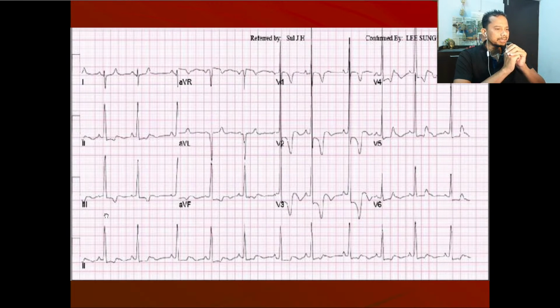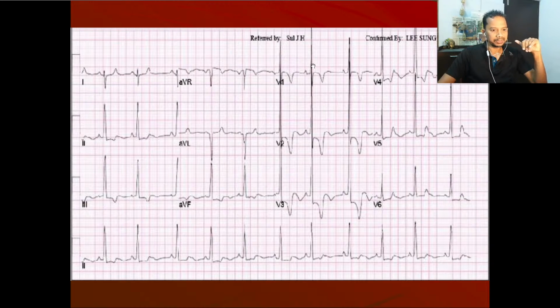Now you see out here in lead 1, it is negative. R is smaller than S wave. Lead AVF is positive. So lead 1 is at 180 degrees. AVF is at plus 90 degrees. So it is right axis deviation. Okay. So what is the cause of right axis deviation out here? Now there is no right bundle branch block. There is no RBBB. Why is there a right axis deviation?